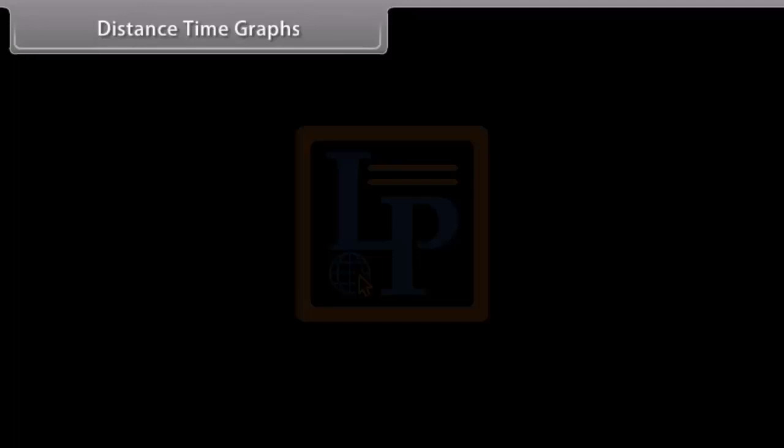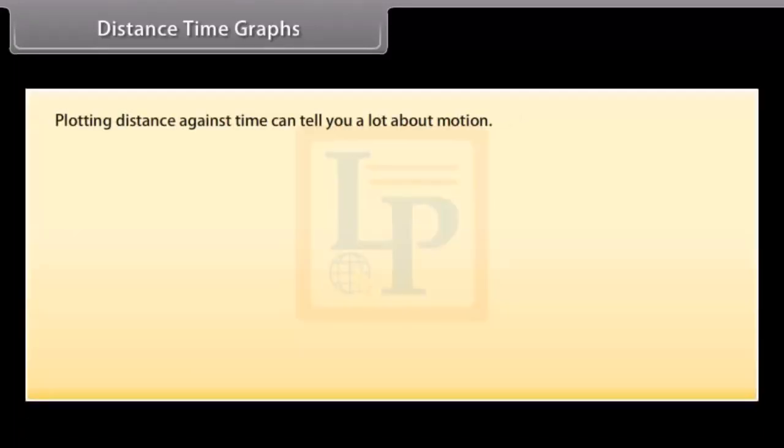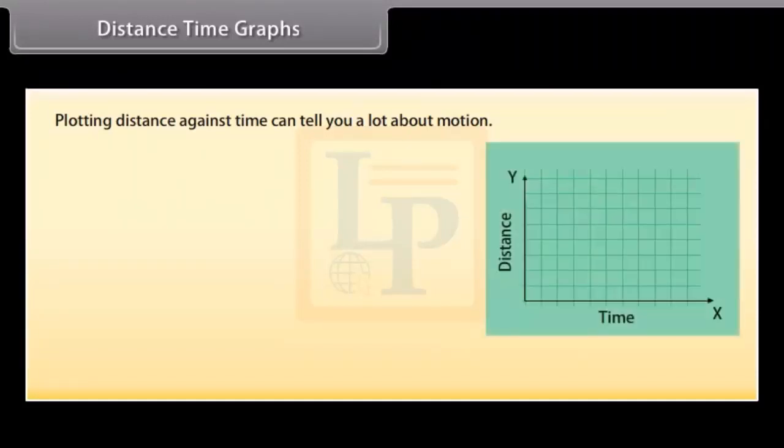Distance-time graphs. Plotting distance against time can tell you a lot about motion. Let's look at the axes. Time is always plotted on the x-axis, bottom of the graph. The further to the right on the axis, the longer the time from the start. Distance is plotted on the y-axis, side of the graph. The higher the graph, the further from the start.